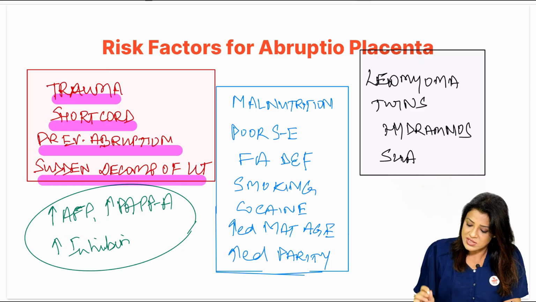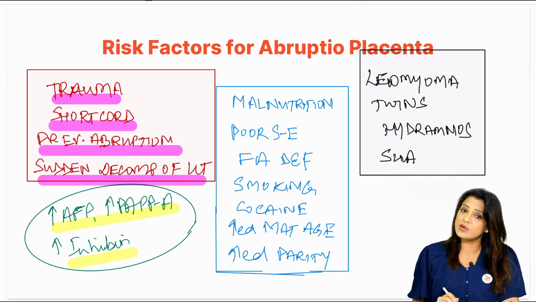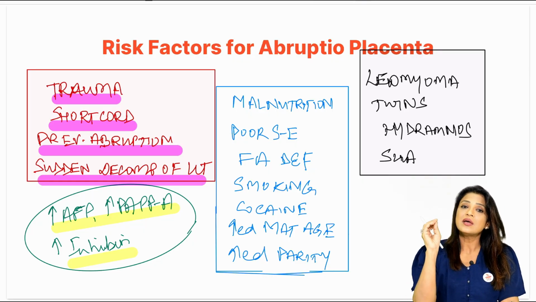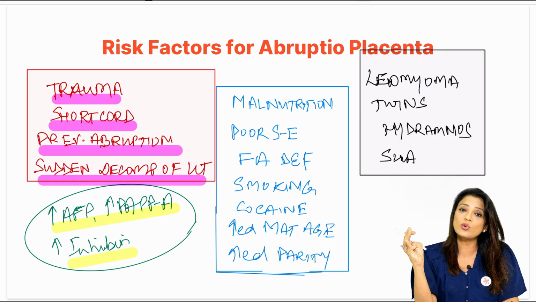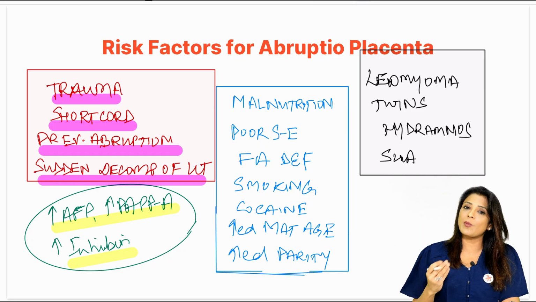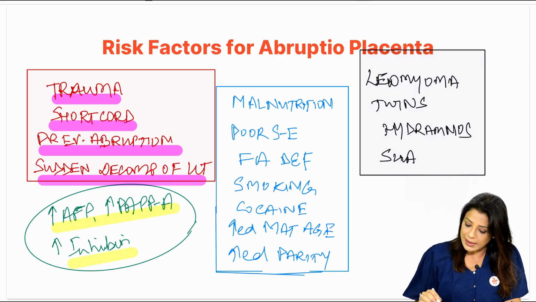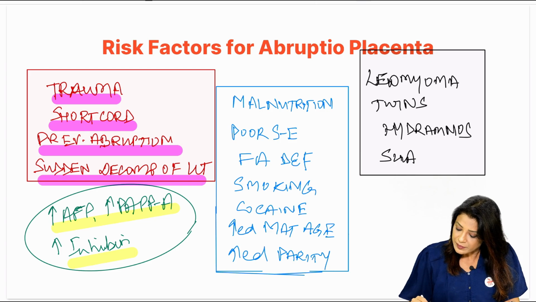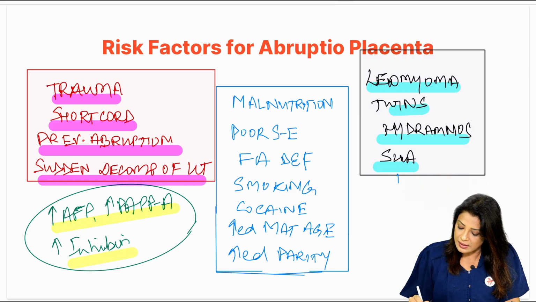What can be the other causes? Increased alpha-fetoprotein, increased PAPP-A, and increased inhibin. This you have to just remember, mug it up, because we don't know why, but increased alpha-fetoprotein, inhibin, and PAPP-A has been noticed in patients with cases of abruption. So it has something to do with probably the chemical mediators which are causing abruption to happen. Then leiomyoma, twins, hydramnios, and single umbilical artery. SUA stands for single umbilical artery.